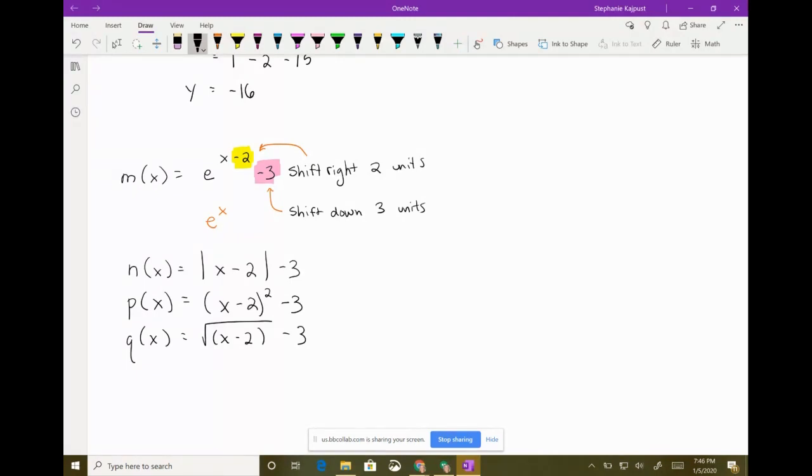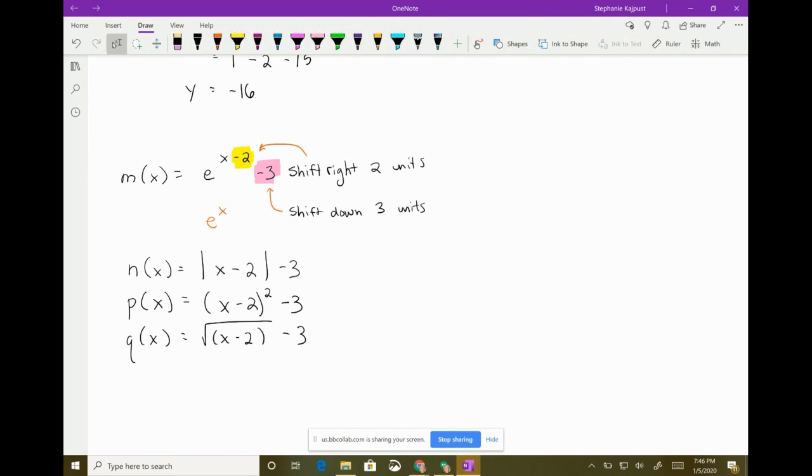So if you're asked about the transformation, you need to look at, okay, what is happening to the x? Is the x being changed at all? And then what is happening afterwards? Is there anything going up and down? If there's no number added or subtracted to x, then there is no left or right shift. If there's no number added or subtracted at the end, then there's no up or down. So not everything has both transformations, but that's sort of how transformations go.